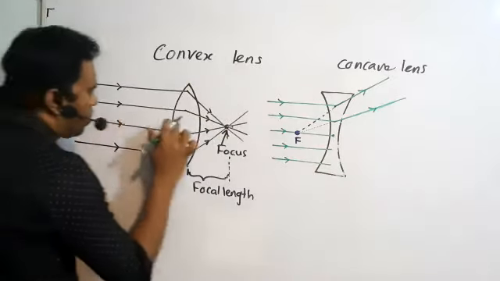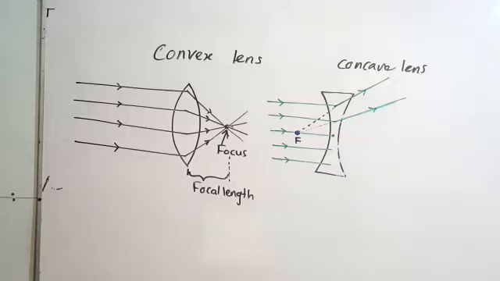So we haven't drawn such a light ray in convex lens. Okay, I'll draw it like this.